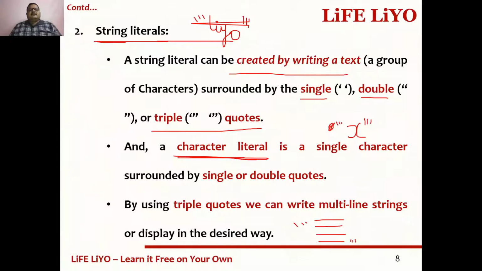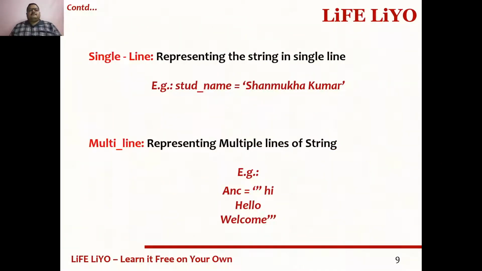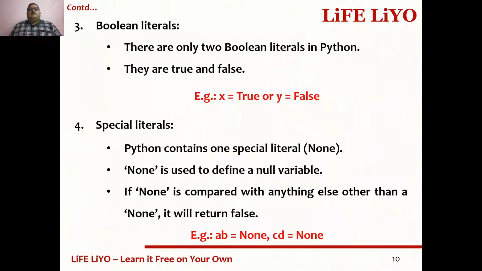These are called string literals. Single line represents the string in a single line. Multi-line represents multiple lines of string. Boolean literals. Boolean means which are going to hold only two values. They are either true or false. So if you want to store only Boolean values, then we can use these Boolean literals for our variables.